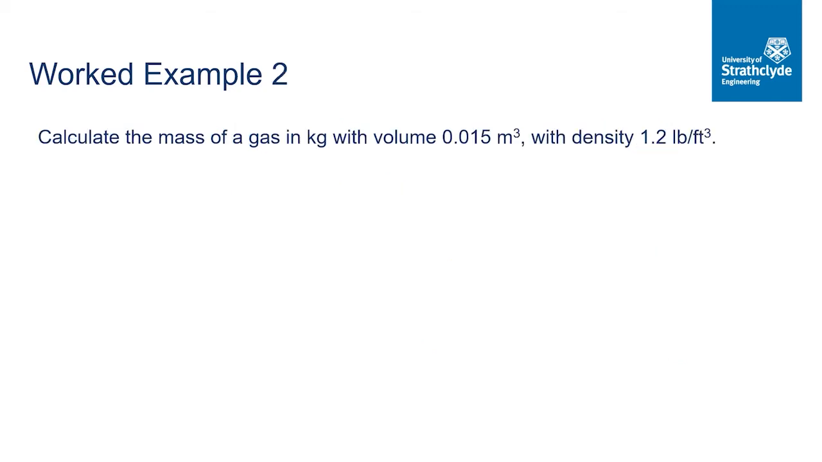In this question, we were asked to determine the mass of a gas in kilograms when its volume is 0.015 meters cubed and its density is 1.2 pounds per foot cubed. The first thing we need to do is ensure that we obtain consistent units. We have our mass that we're trying to obtain in kilograms, our volume in meters cubed, and the density in pounds per foot cubed. So we'd really like to get our density in the same units as our mass and our volume, namely kilograms and meters cubed. We'll do that using our conversion factors.